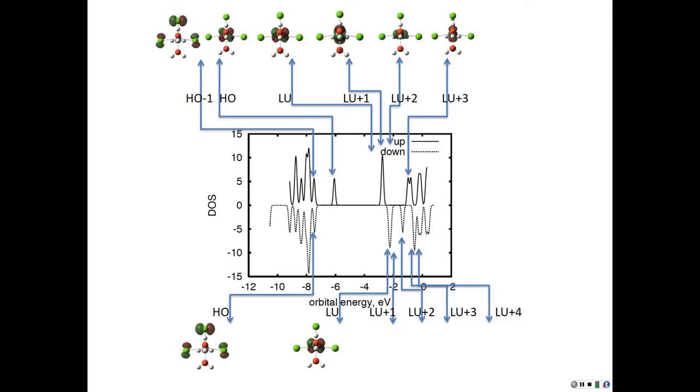How to plot orbitals for open shell configurations? Done.